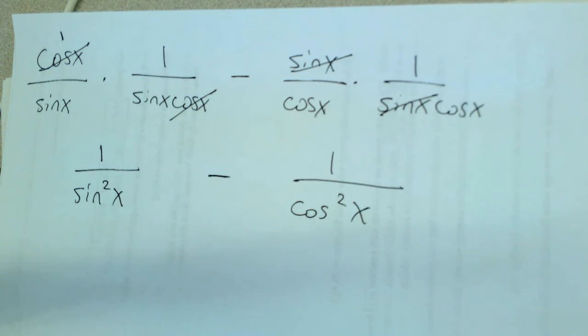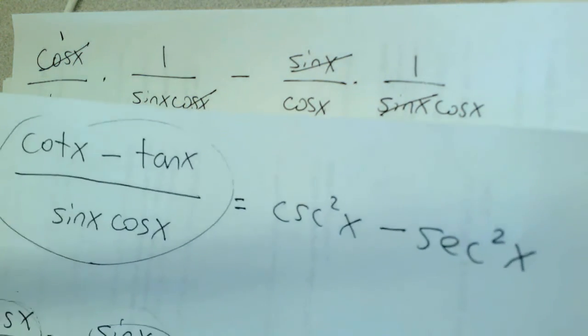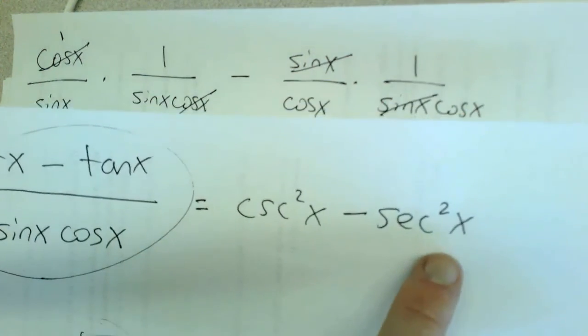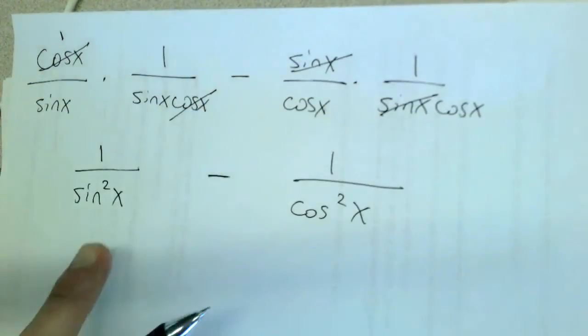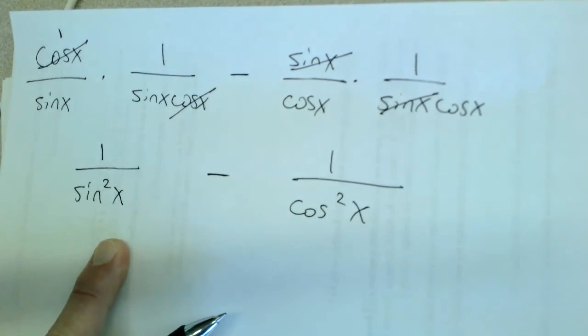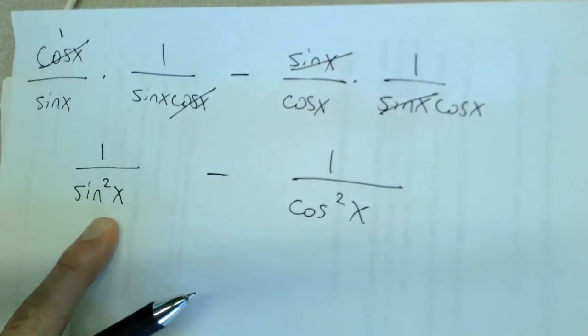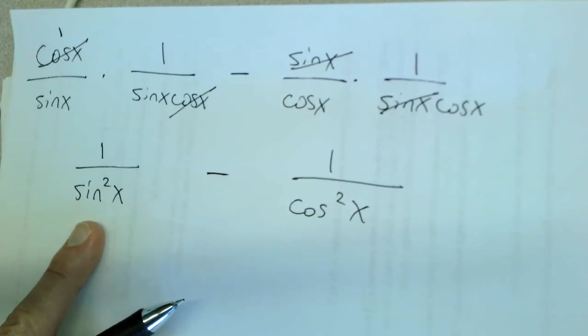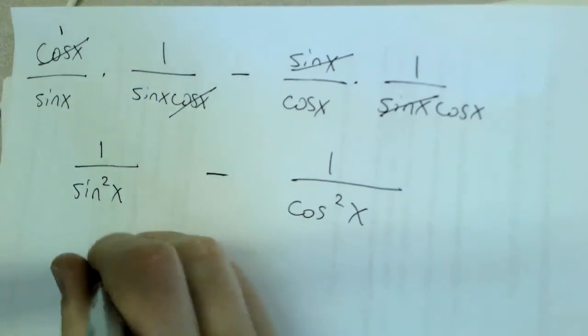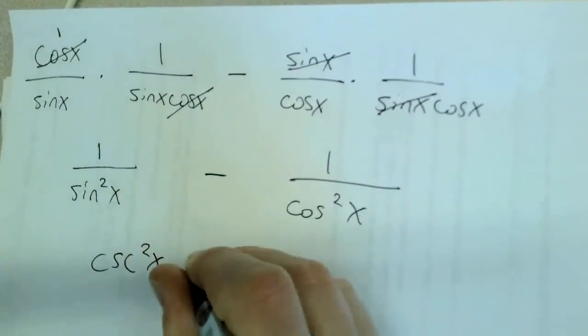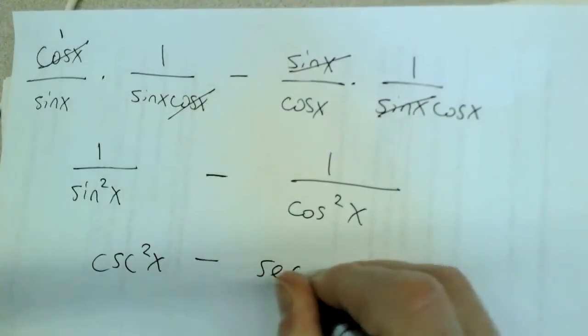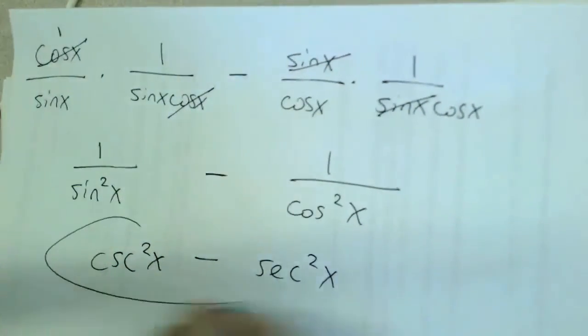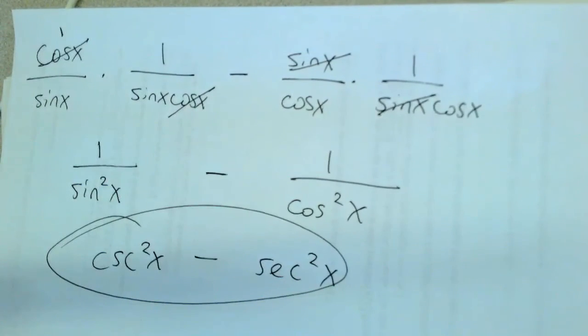That's a lot better than what we had originally. Remember what you're trying to convert this thing to. We're trying to convert this to cosecant squared minus secant squared. Do you see that that's exactly what you have here? Because 1 over sine, that's cosecant, so 1 over sine squared is cosecant squared. So that is, in fact, cosecant squared minus secant squared. And voila. Good. Okay, I think I'll stop there.